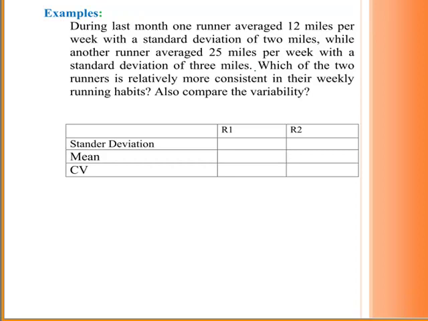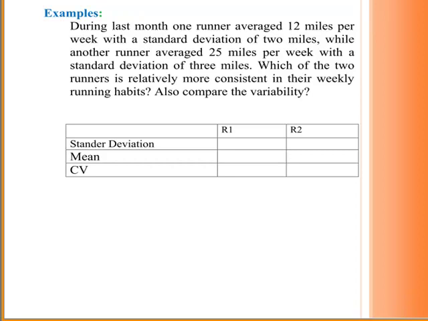Also, compare the variability. To decide which runner has more variability or is more consistent, we have to compute the coefficient of variation first for both runners. Create a table similar to this table. Then, to apply the formula of the coefficient of variation, we need to know the standard deviation and the mean. I represent R1 for runner number 1 and R2 for runner number 2.